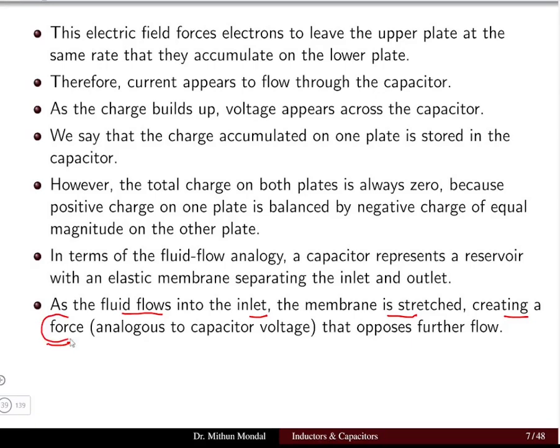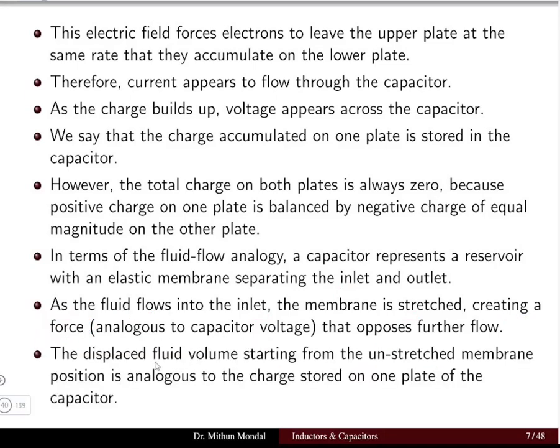Now this force which is exerted on the membrane is analogous to capacitor voltage that will oppose the further flow of the liquid. The displaced fluid volume starting from the unstretched membrane position is analogous to the charge stored on one plate of the capacitor.